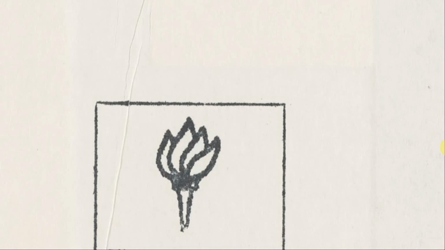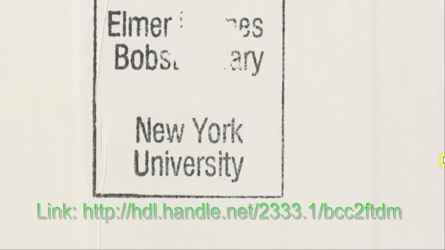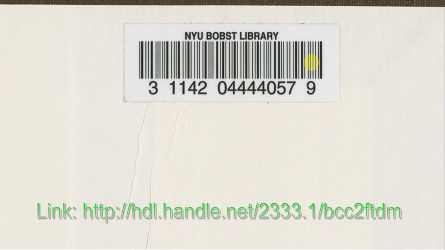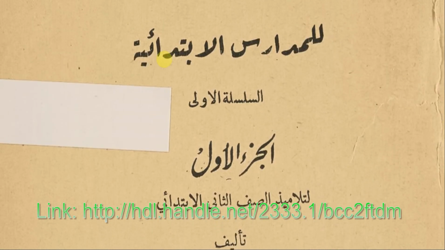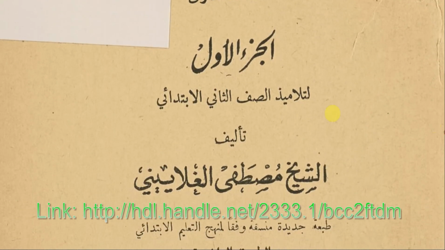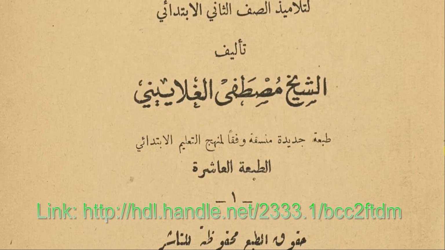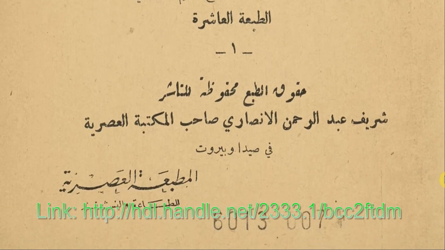So this book here is for elementary school. This was provided by New York University. It's an old book in the public domain now. You can get these books from the Arabic collections online. So this is the same book here for elementary schools, the first series. This here is for the second grade of elementary school. This is the author here. And that's the information about the book.